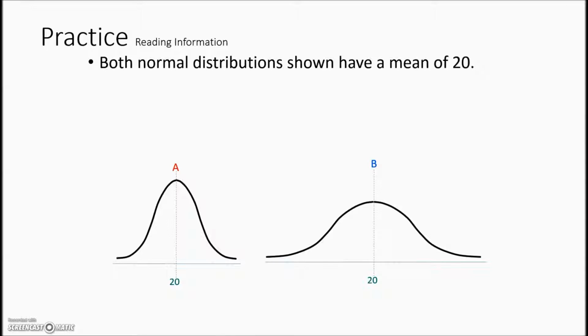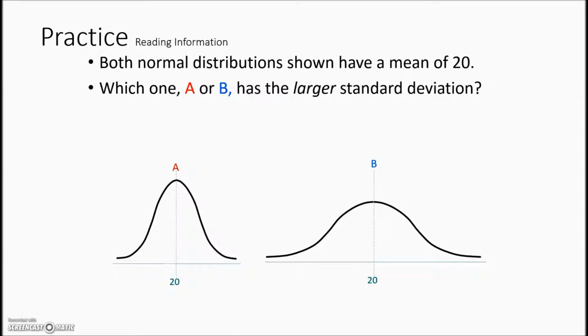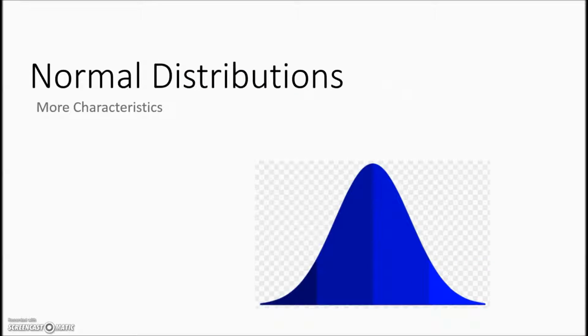Both of these graphs have the same mean value. As you look at them, they're both normally distributed, that classic bell shape, and in the middle is 20. The question is, which one has the larger standard deviation? If the standard deviation is larger, the range is going to be longer and wider, the variability is greater, and if you answered B, you would be correct.